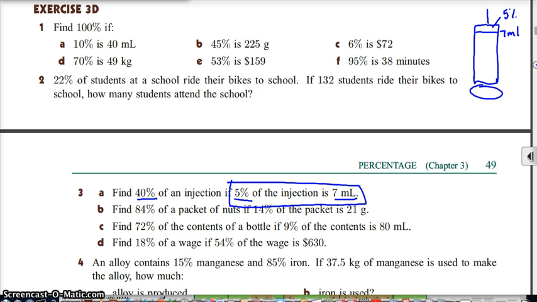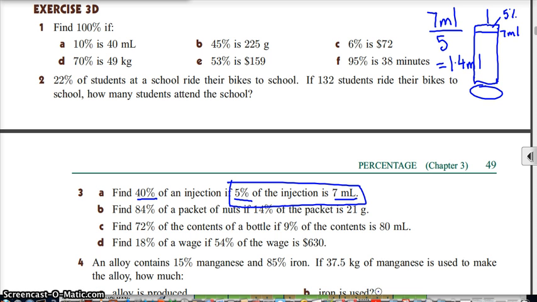Okay, how do we go about that, Sam? They're the ones in common, they're the ones that relate to each other. We're going to be doing 7 mils divided by 5. That gives you 1.4 mils. 1% is worth 1.4 mil. So every 1% is 1.4 mil. 2% is 2.8. And so we go.